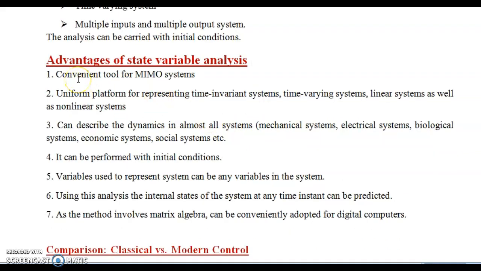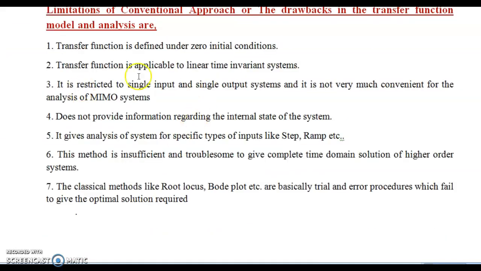So the first advantage is the reverse of those limitations. Reverse of these means what? Here it is defined only under zero initial condition, right? And state variable analysis, what happened? It is applicable for initial conditions other than zero initial condition.